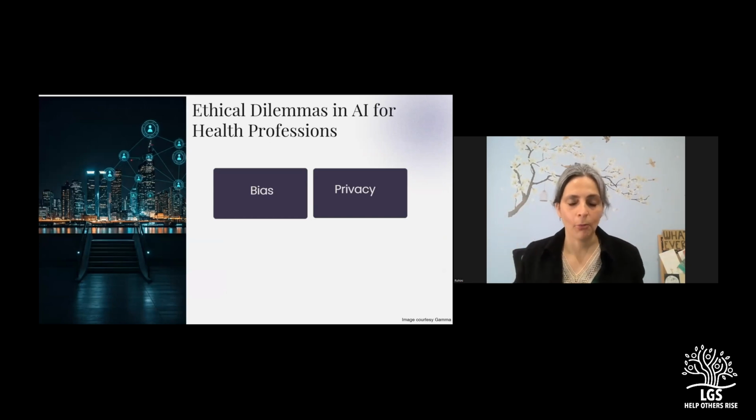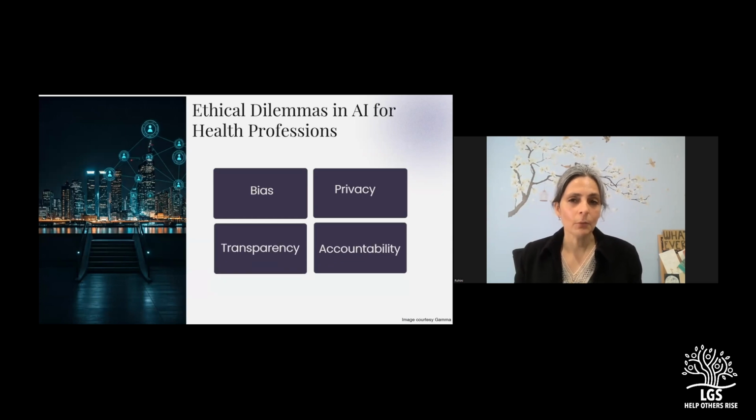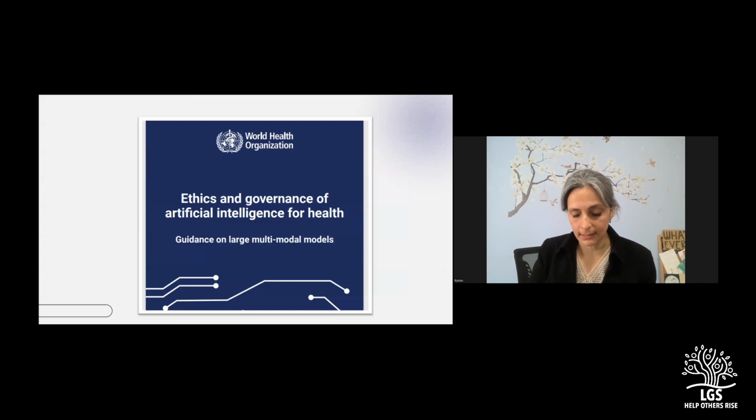I put it into four main things. The first is biases. The second is, of course, the privacy issues. And then we have transparency and accountability. So these are four big blocks that I see in this. There has been guidance. It's not like we don't have guidance. There has been guidance from WHO last year, and a lot of what I'm going to talk about in the next few slides is based on this ethics and governance for artificial intelligence.